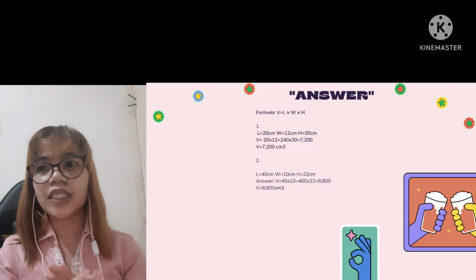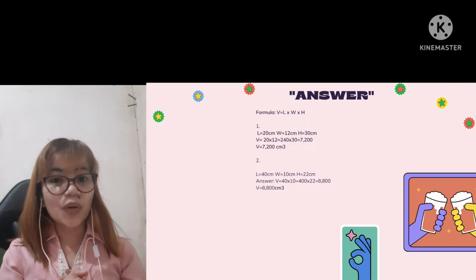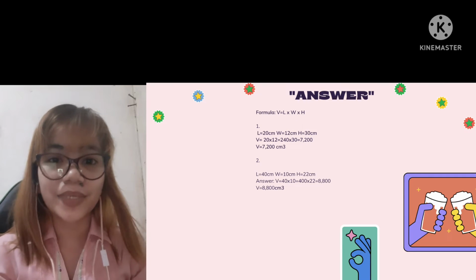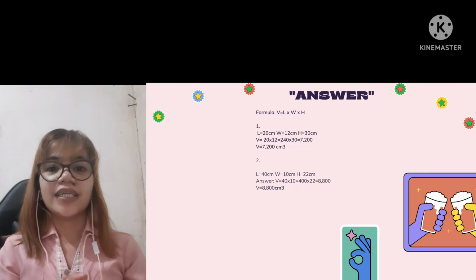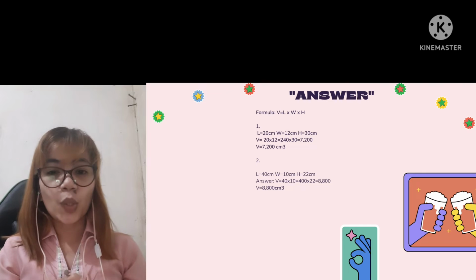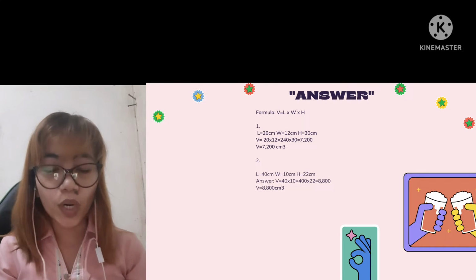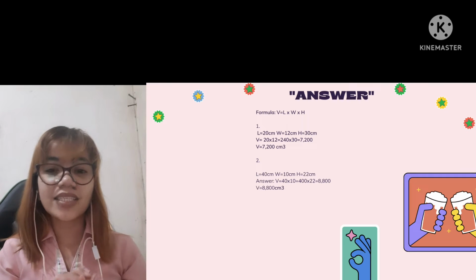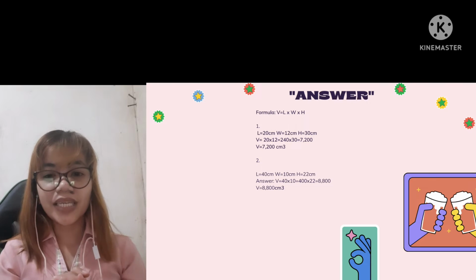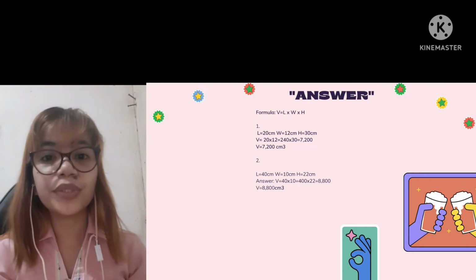Length equals 20 centimeter. Width equals 12 centimeter. Height equals 30 centimeter. And now we solve it like this. Volume equals 20 multiplied by 12, since that is our length and the width. Equals how many? 20 times 12. Okay, very good.